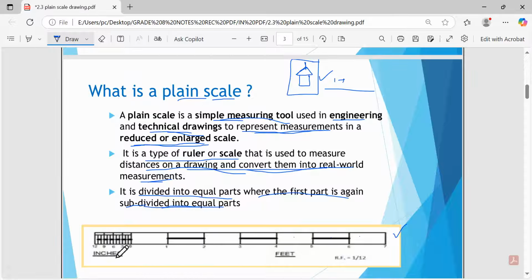This can be in meters, this in centimeters. It can also be in meters and meters. It can be in centimeters and decameters or decimeters. Sorry, it can be in any kind of units.